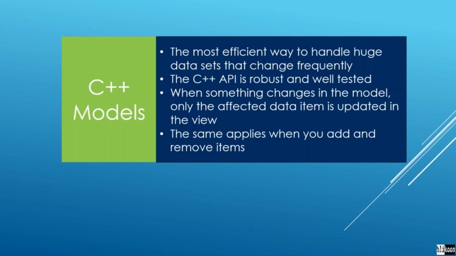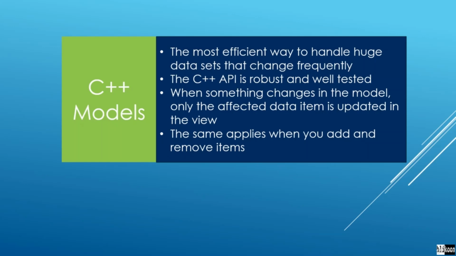The benefit of this is that any change you do to the model doesn't cause the data to be completely reloaded on the Qt Quick side. For example, if you change the item number 5, only the item number 5 is going to be updated in Qt Quick. And this is very good performance-wise. The same also happens when you add or remove items in the model. Okay, I hope that you are convinced that this is the best way to do this.